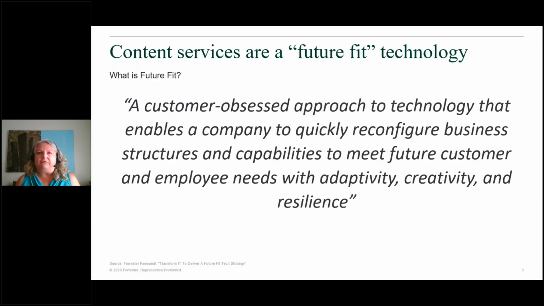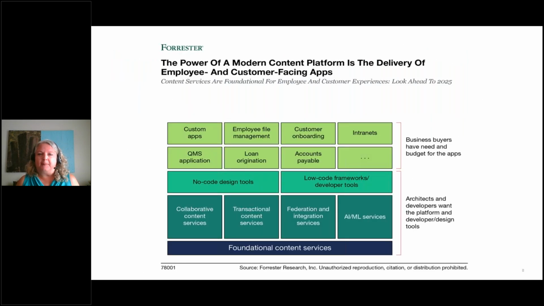So when we think about this evolution of ECM to more modern content platforms infused by these flexible content services to help us build the right solutions and processes and applications, content services fit here because this is a way that we can quickly reconfigure our business structures. We can adapt our process. We can get information to the right person at the right time. So I think there's a really nice connection here between modernization of our ECM thinking as well as this idea of the future fit technology.